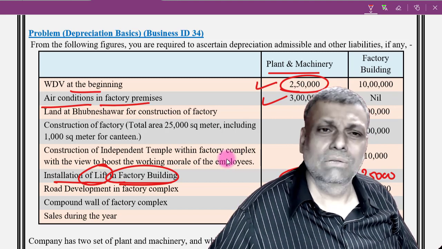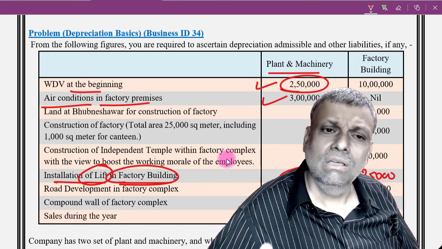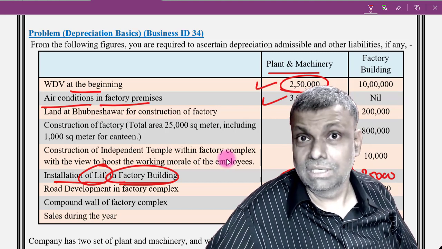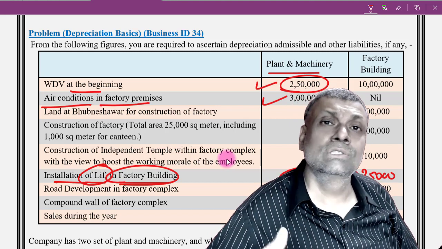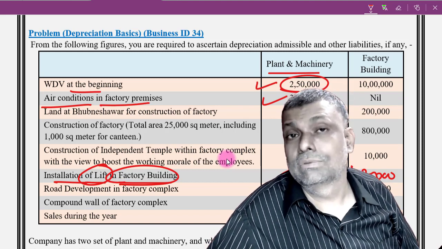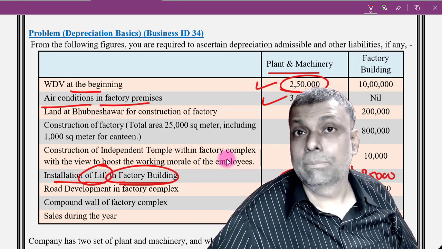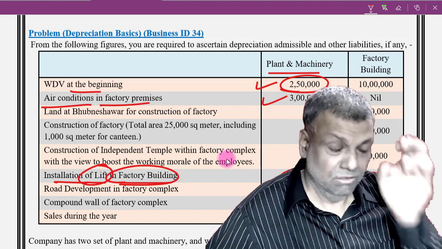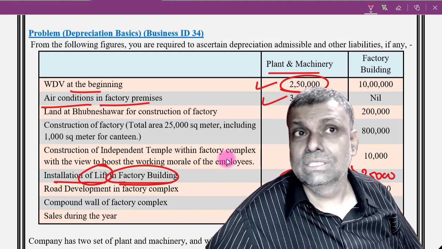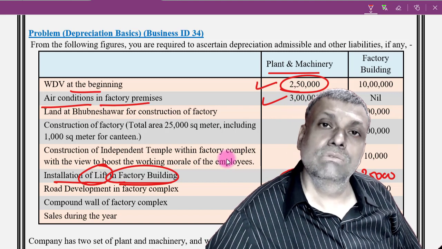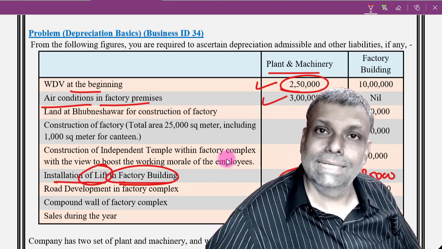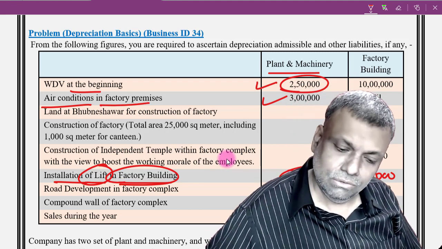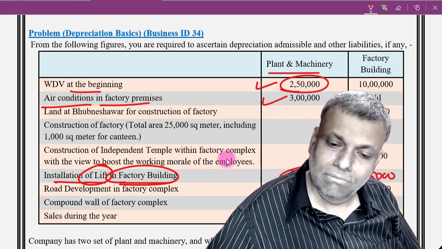There are many such examples. For example, a motor car: inside a motor car you have an air condition. Can I say that the air condition is separate plant and machinery and not part of the motor car? Because the motor car can be a separate percentage block, and plant and machinery can be a separate block. So which block do I have to add to? In any such composite situation, the courts have always stated that you have to identify the main asset, and that main asset has to be considered for the purpose of the block. So here, the installation of the lift in the factory building will go in the factory building.